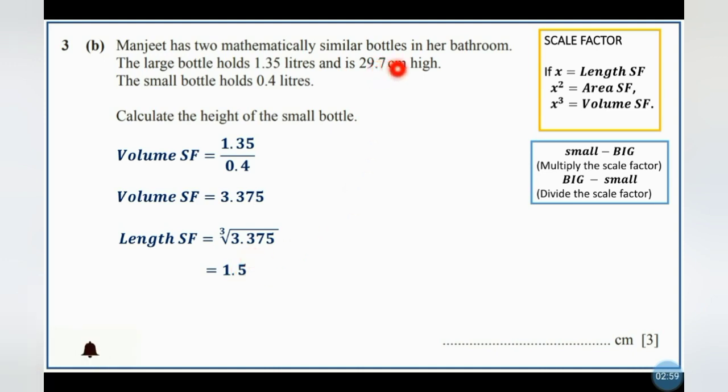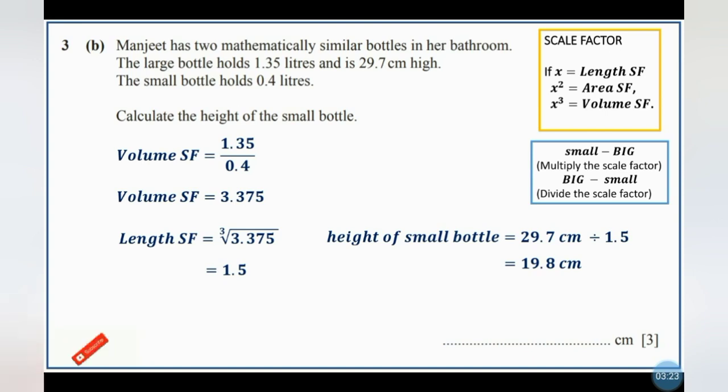The length of the bottle, which is the height, is 29.7. We want to find out the height of the small bottle, so we are looking for small, so we need to divide. So 29.7 divided by 1.5 is equivalent to 19.8. So our answer here is 19.8 centimeters.